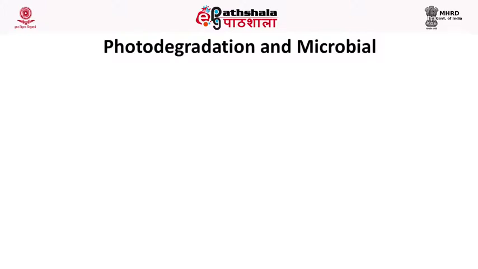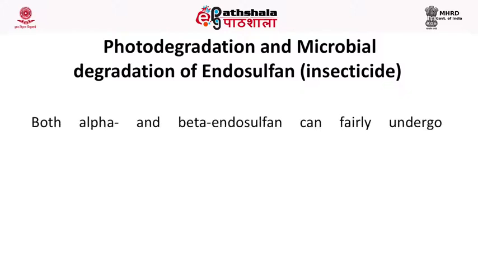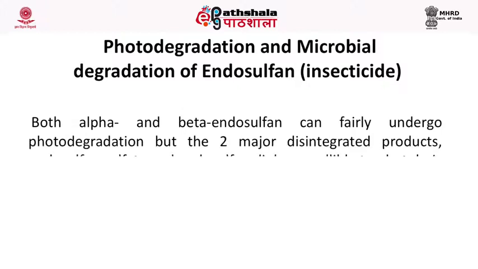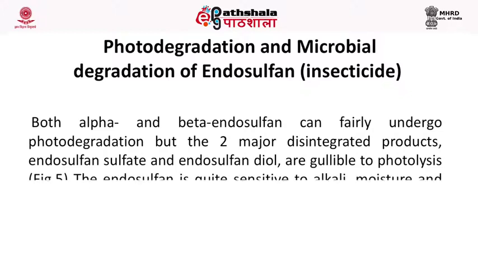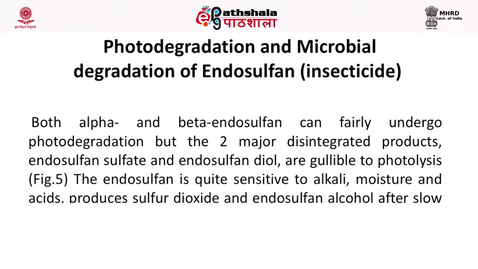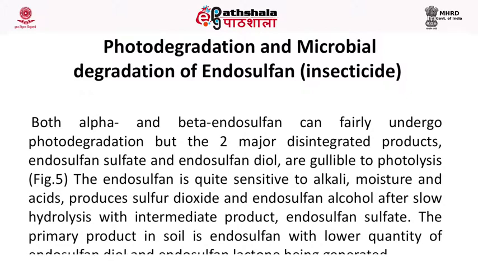Next is the photodegradation and microbial degradation of the endosulfan insecticide. Both alpha and beta endosulfan can fairly undergo photodegradation, but the two major disintegrated products, endosulfan sulfate and endosulfan diol, are susceptible to photolysis. Endosulfan is quite sensitive to alkali, moisture and acids, producing sulfur dioxide and endosulfan alcohol after slow hydrolysis, with the intermediate product endosulfan sulfate. The primary product in soil is endosulfan sulfate, with lower quantities of endosulfan diol and endosulfan lactone being generated.